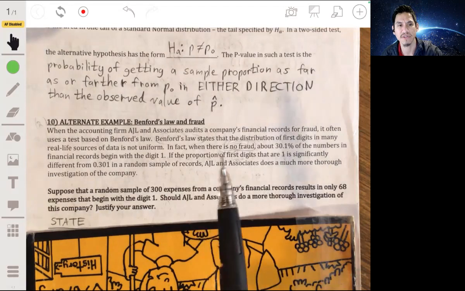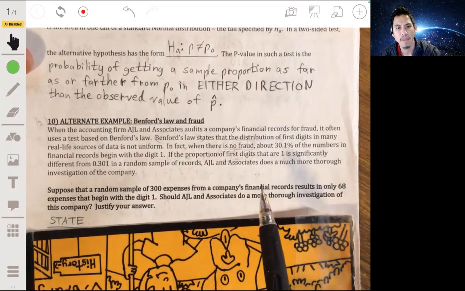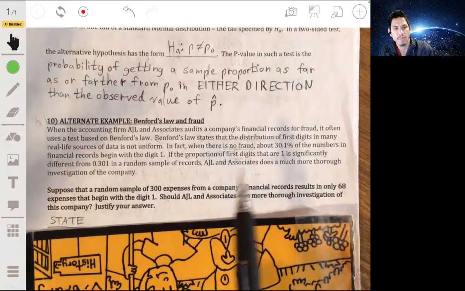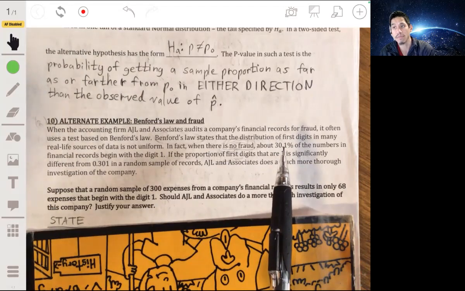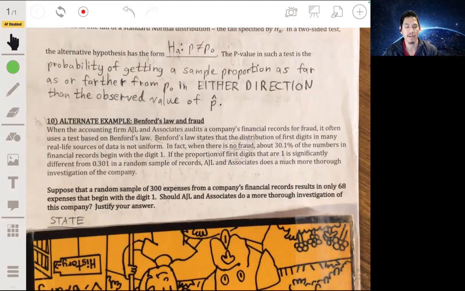So this is a case of a two-sided test because it could be that the proportion is far less than 30%. Maybe the proportion is 5% or 10%, or maybe it's 60%. So either direction would be evidence for fraud. So this is a two-sided test because you have to take both ends, the tail ends, into account. So let's go ahead and work through this using the 4-step process again.